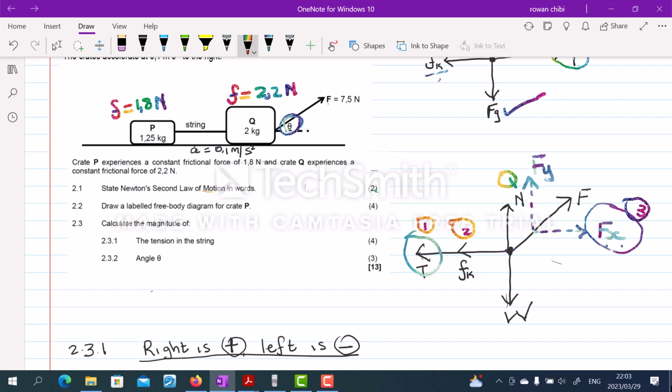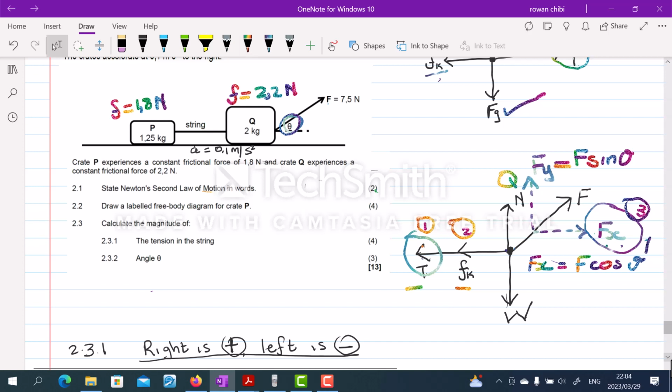For this one we must remember F of X has a formula of F cos theta, and F of Y has a formula of F sine theta. But focus here on these three forces, only the horizontal forces. Don't look at the vertical forces. Now the first one is going to the left, so it's negative. The second one is going to the left, it's negative. The third one is going to the right, it's positive, because we took right as positive.